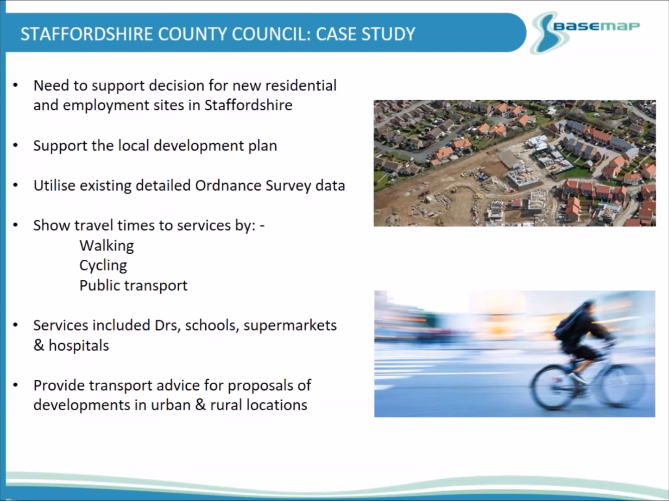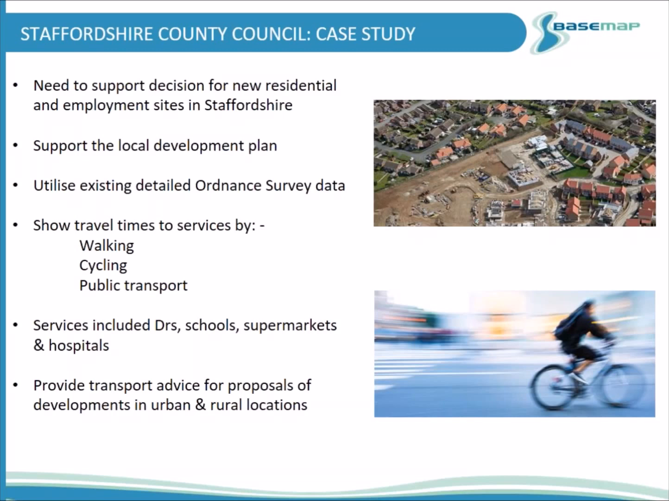So there's some very, very accurate data out there by Ordnance Survey or Travel Line giving walking and footpath information that they wanted to utilise to very accurately represent travel time by walking, cycling and public transport. They also wanted to analyse not just where you could get to, but how long it took to get to essential services.